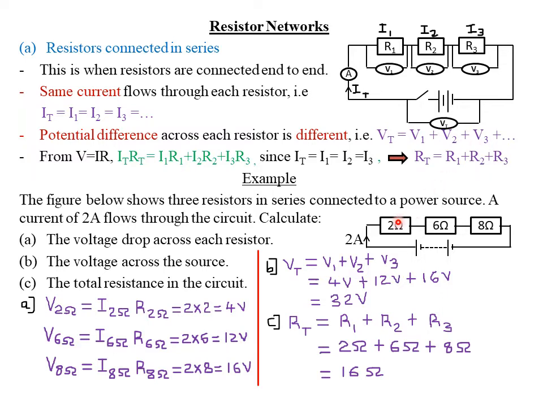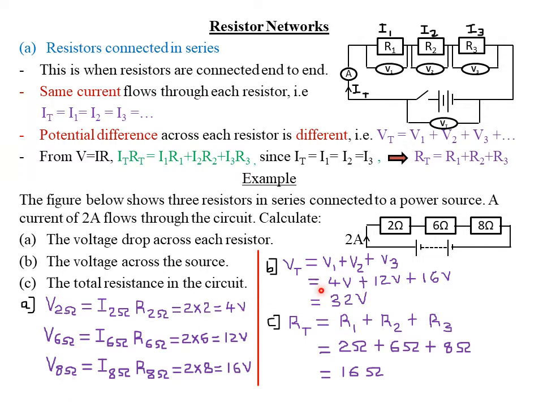So because we have 3 components here, that is the 2 ohm resistor, 6 and 8 ohm resistor, therefore the sum of the voltage drops across these 3 resistors must give us the V total, or the voltage across the battery or the source. Therefore, voltage across the source shall be given by V1 plus V2 plus V3, where V1 is the voltage through the 2 ohm resistor, V2 is the voltage through the 6 ohm resistor, and V3 is the voltage across the 8 ohm resistor.